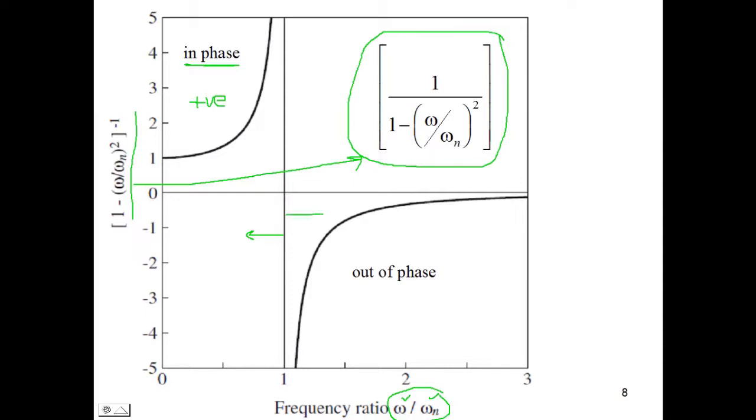When omega over omega n is greater than 1, or omega is greater than omega n, this factor is negative, indicating that the displacement u of t and the applied force p of t have opposing algebraic signs. In other words, when the force acts to the right, the system would be displaced to the left. The displacement is said to be out of phase relative to the applied force.